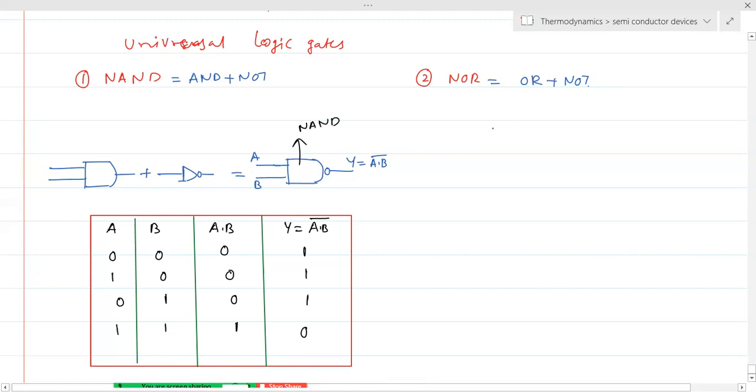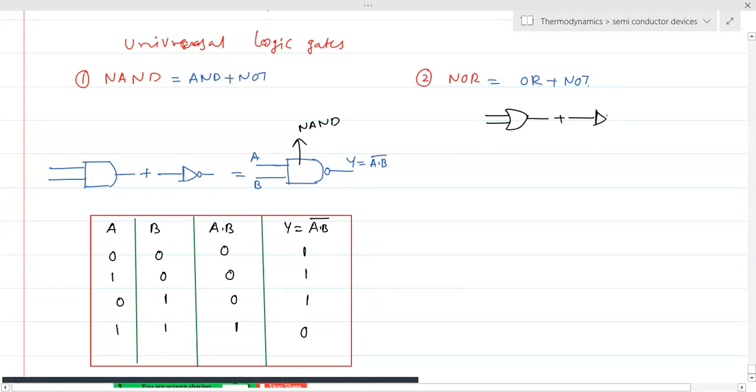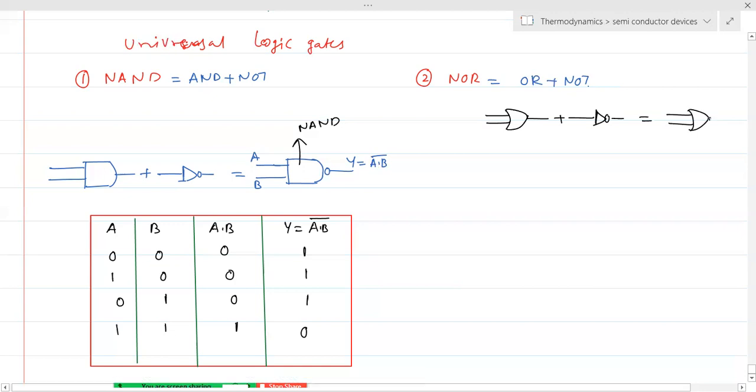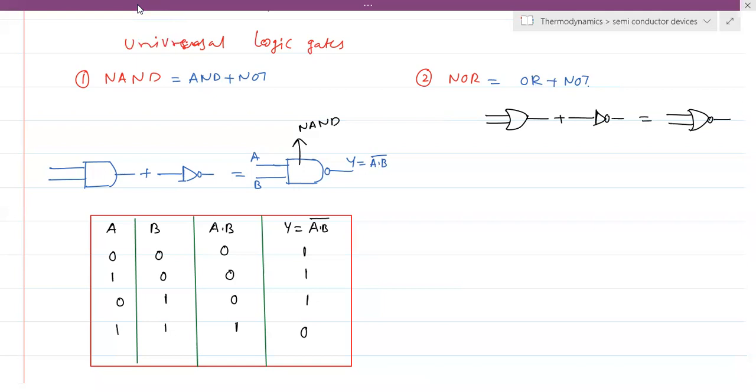Next, similarly, we are taking the NOR gate. NOR gate means OR plus NOT. Suppose I am taking initially an OR gate plus a NOT gate. So finally, we have the NOR gate. Now we are going to see the truth table.